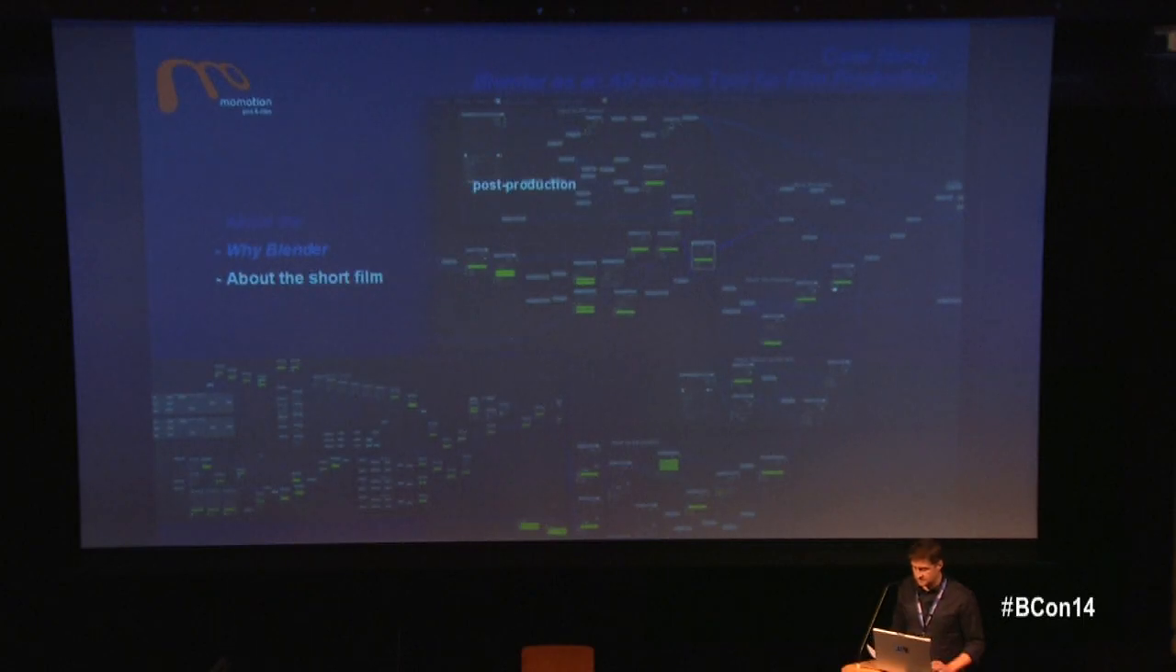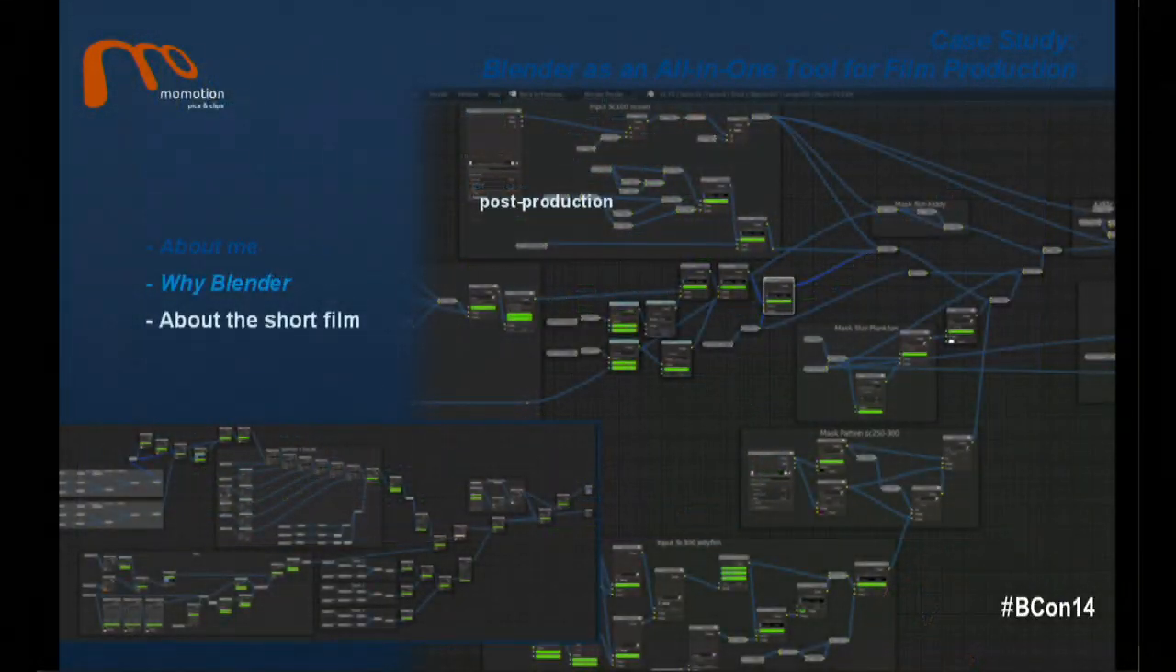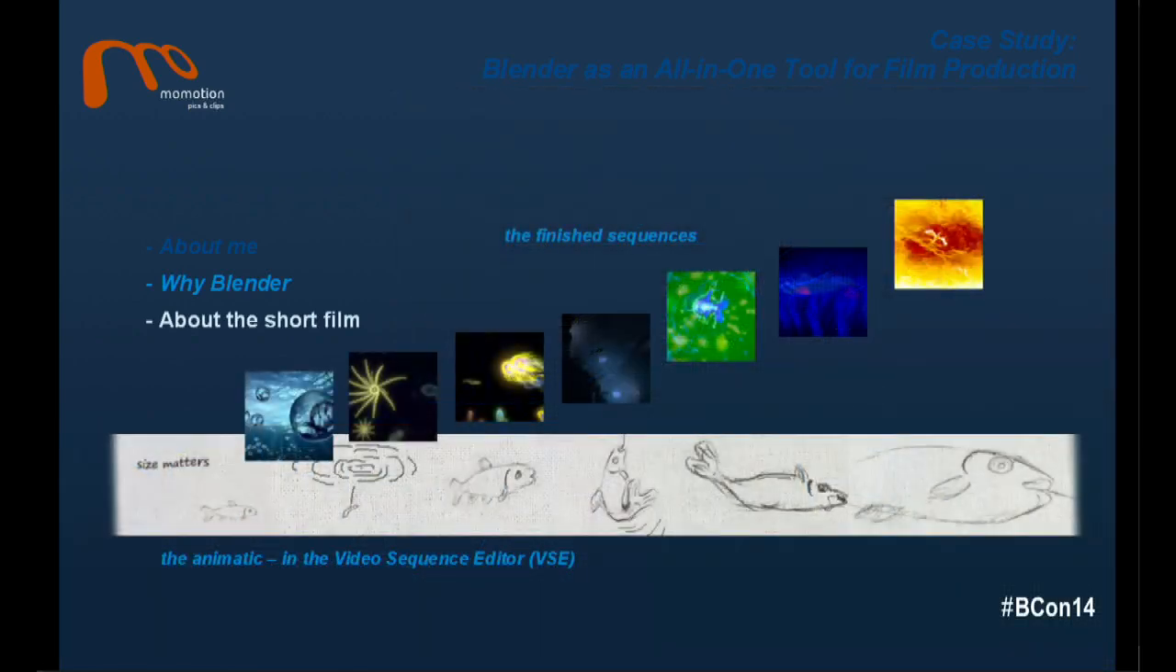Now you might ask, is the node editor the right tool for the final edit? Probably not. Why not line up the finished sequences in the VSE for its linear display and therefore better overview? Well, that was the original plan. So the animatic's drawings would gradually get replaced by the finished film frames as the project developed. The master edit would happen in the VSE, so much for the plan. However, this turned out not to be very practical with my project. Why not?